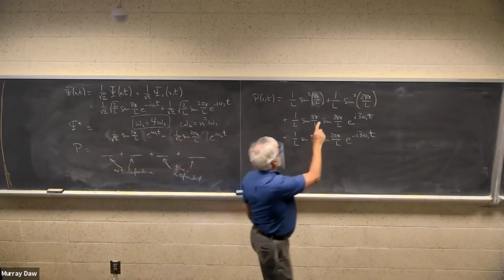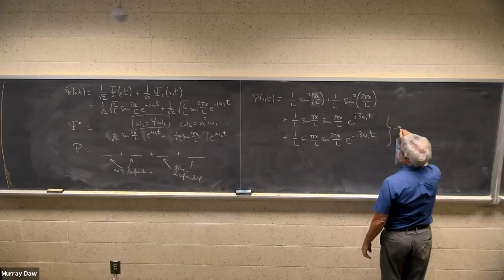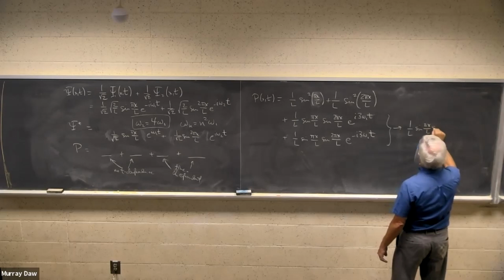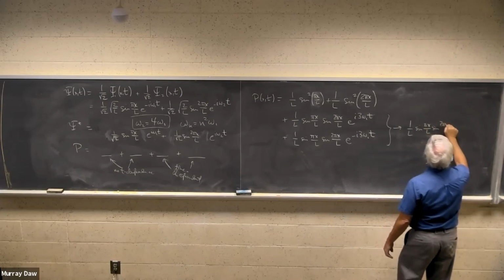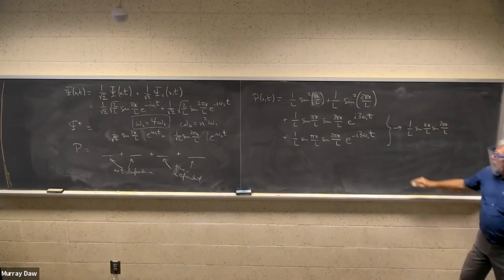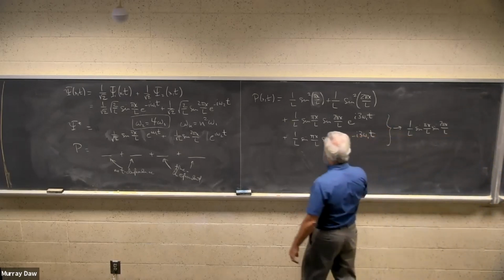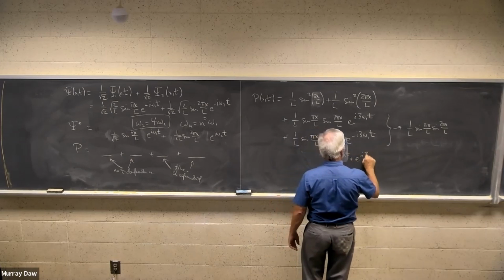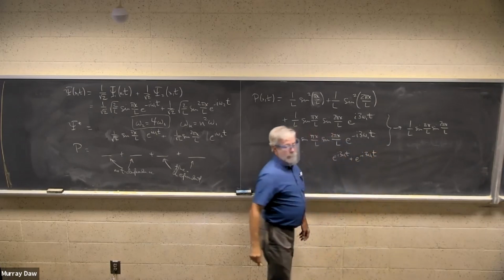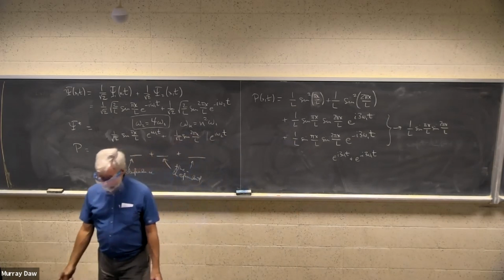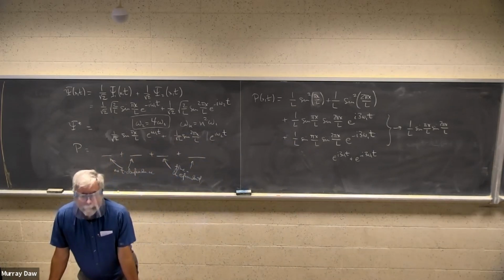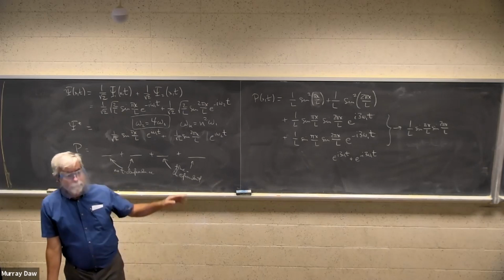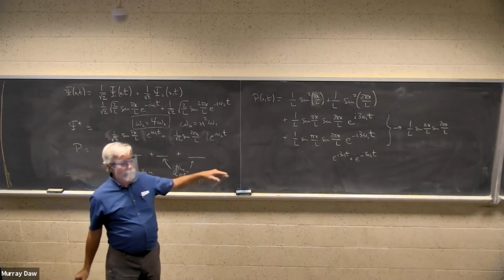Okay, so I get 4 terms. I can combine the last 2 terms here. What is e to the i 3 omega t plus e to the minus i 3 omega 1 t? No, it's not 1. It's not multiplied, it's added. It would be 1 if you were multiplying, but those 2 terms are added.